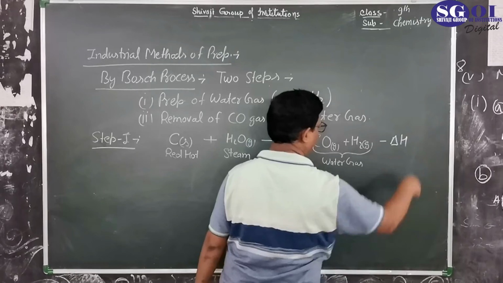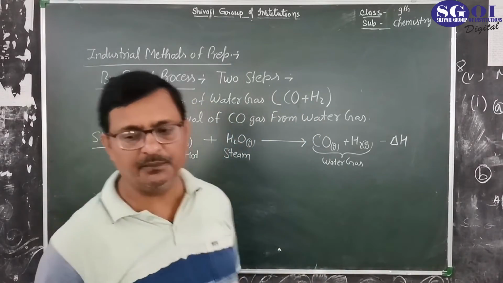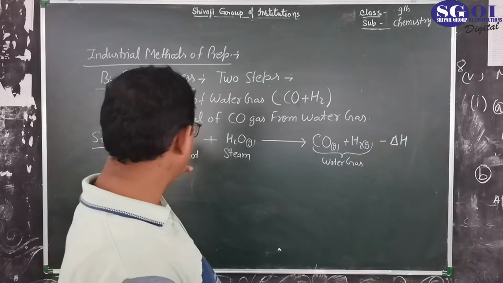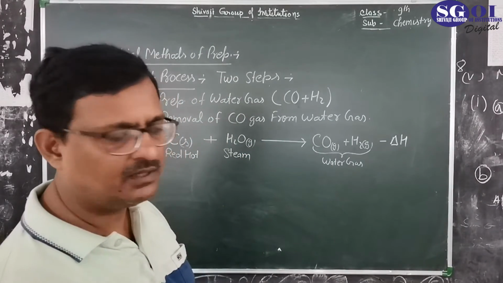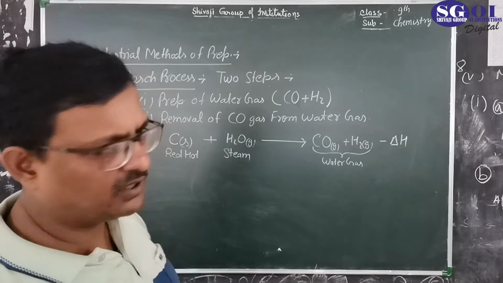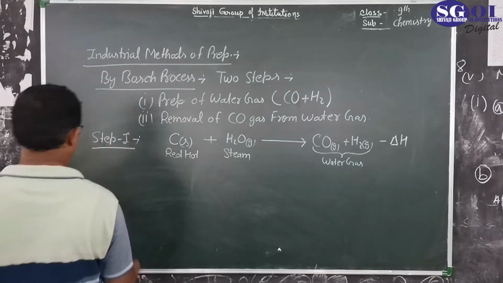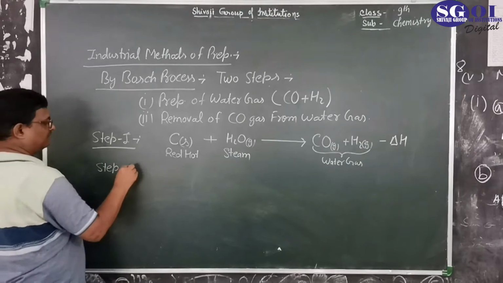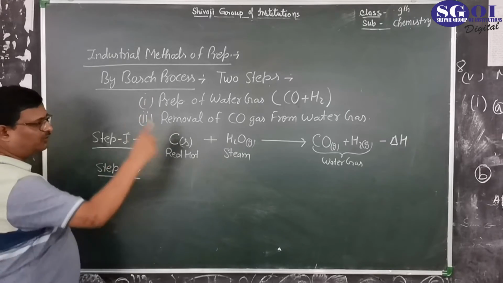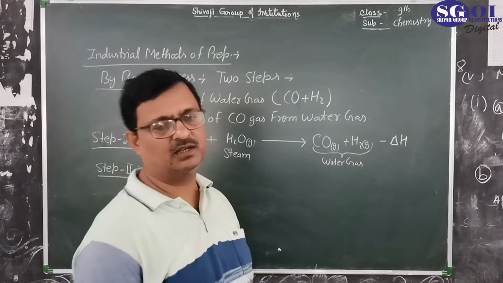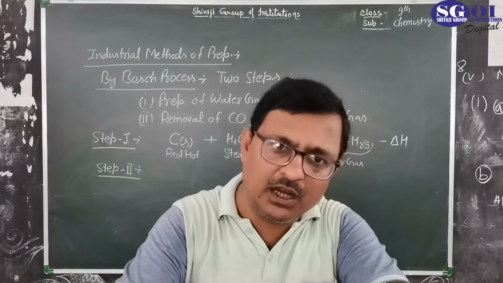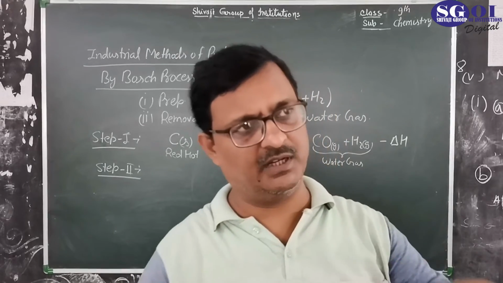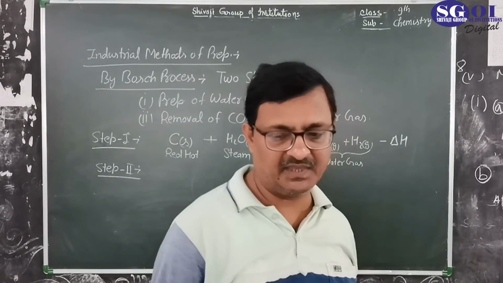Delta H positive represents an endothermic reaction, meaning heat is required for the reaction. By this manner you prepare water gas. In the first step water gas is formed. Now the second step is for removal of carbon monoxide from water gas. How will you remove the carbon monoxide? This is not an easy process. A lot of reactions take place in this step.